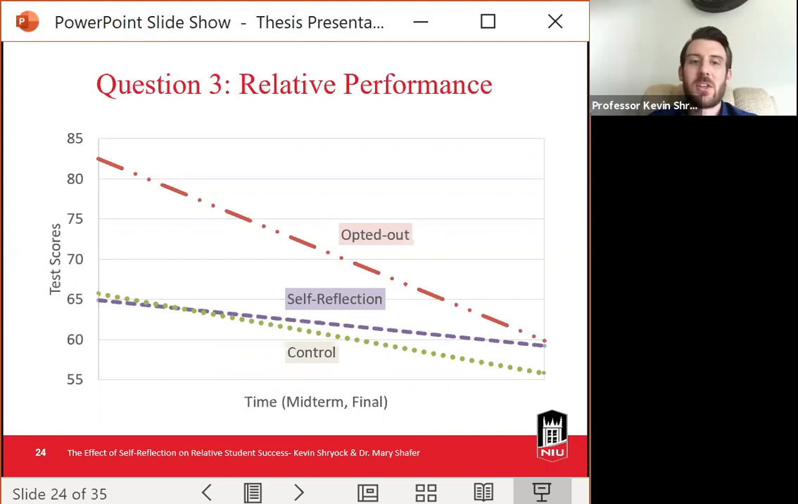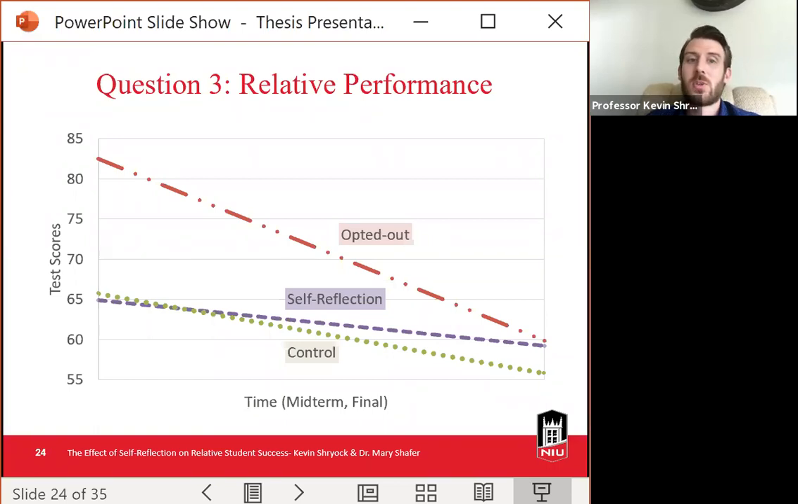What you will see is that all of the slopes are negative, which is to be expected, because the final exam was cumulative and it was twice the length of the midterm, meaning it's just an objectively harder test. However, the no reflection group dropped in performance much more than the self-reflection group, and the self-reflection group dropped less than the control groups. In fact, this difference was so severe that it actually resulted in statistical significance.